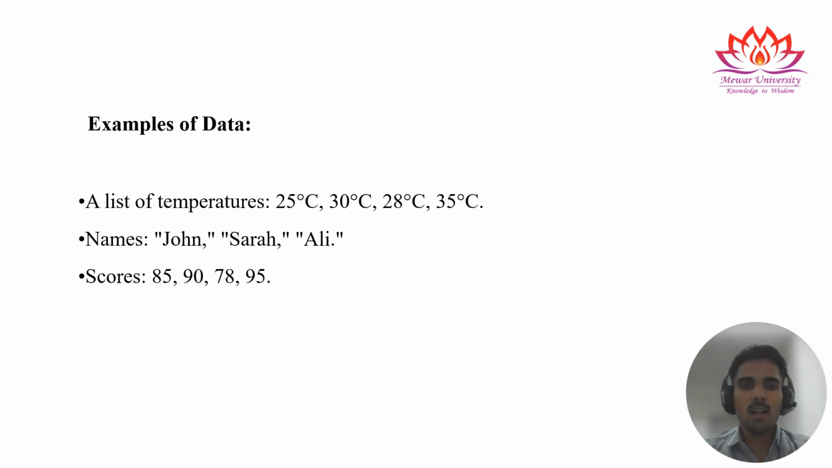Examples of data: a list of temperatures, 25 degrees Celsius, 30 degrees Celsius, 28 degrees Celsius, and 35 degrees Celsius. Next, names: John, Sarah, and Ali. Scores: 85, 19, 78, and 90. These are examples of data.